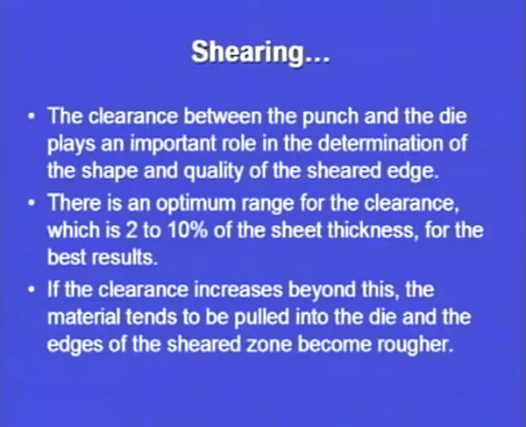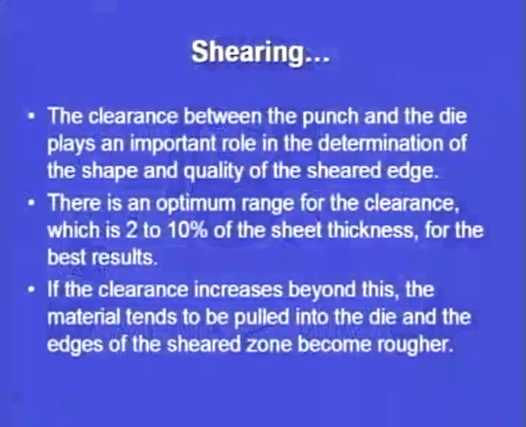There is an optimum range for the clearance. This optimum range has been decided depending upon certain experimental findings and research work that has been done in this field of shearing of sheet metals, and it varies from 2 to 10% of the sheet thickness. So, if we want the best possible results, the optimum range that we should choose for the clearance is 2 to 10% of the sheet thickness.